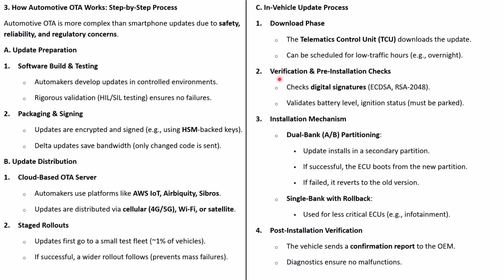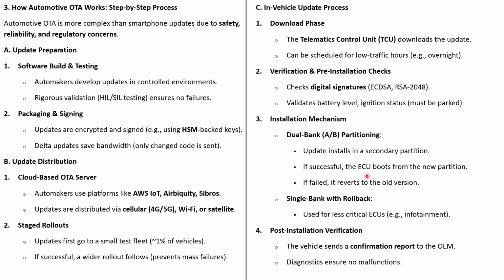Next comes the verification and pre-installation checks. It checks digital signatures like ECDSA and RSA 2048, and it also validates battery level; the ignition status must be parked. The third one is the installation mechanism, which means dual bank A/B partitioning, and the update is installed in the secondary partition. If successful, the ECU boots from the new partition, and if it fails, it reverts to the old version.